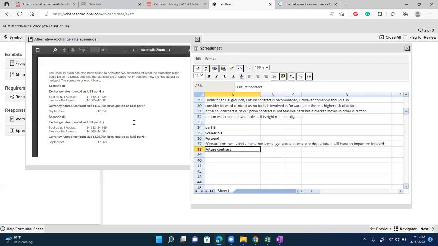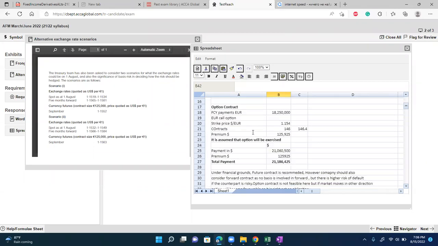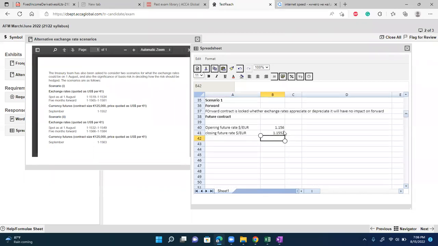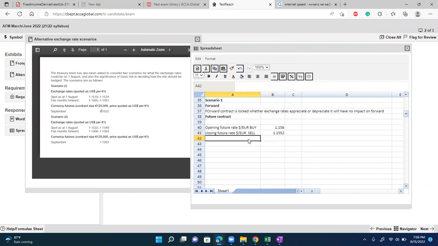So we have bought the future. The opening future rate was buy; this will now be sell. So are we earning a gain or loss? We are buying at 1.1560. Now the future rate is 1.1552. This is the closing future. In the exam, the closing future rate is given. Closing future rate is 1.1552. Opening future rate, which we have done, 1.1560. Is it a gain or loss, guys?